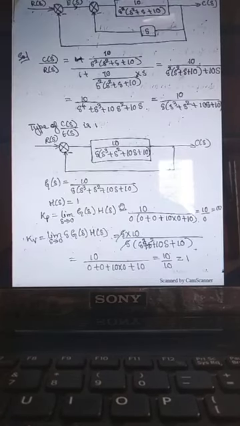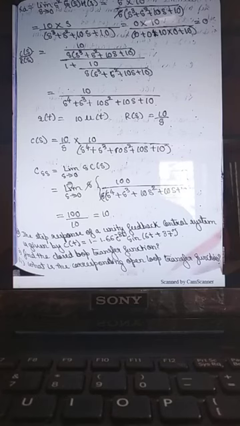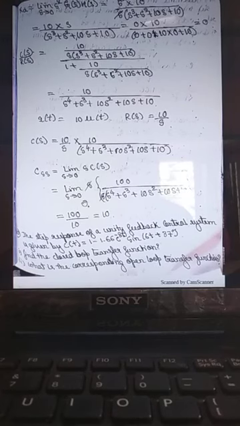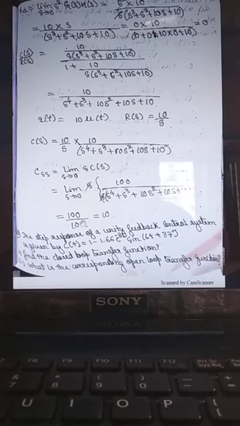r(t) is equal to 10 into u(t), that is R(s) is equal to 10 divided by s. C(s) is equal to, here what you got, C(s) divided by R(s). R(s) value is 10 by s. Substitute, you will get this equation. ess is equal to limit s tends to 0 of s into C(s). Substitute in this equation, instead of s you substitute 0. What you will get, 100 divided by 10, you will get 10.